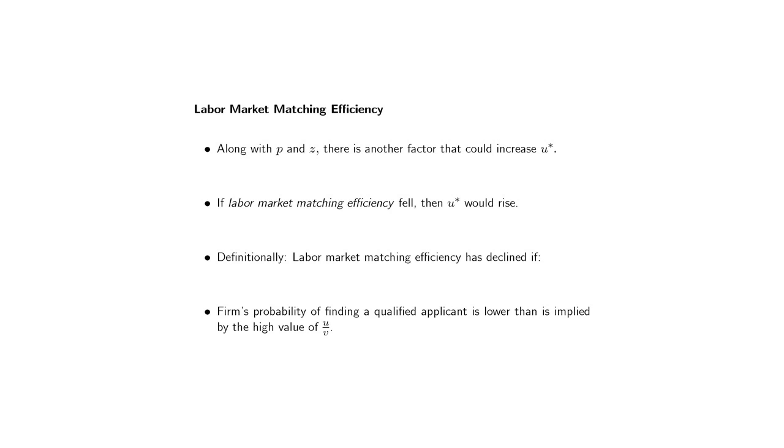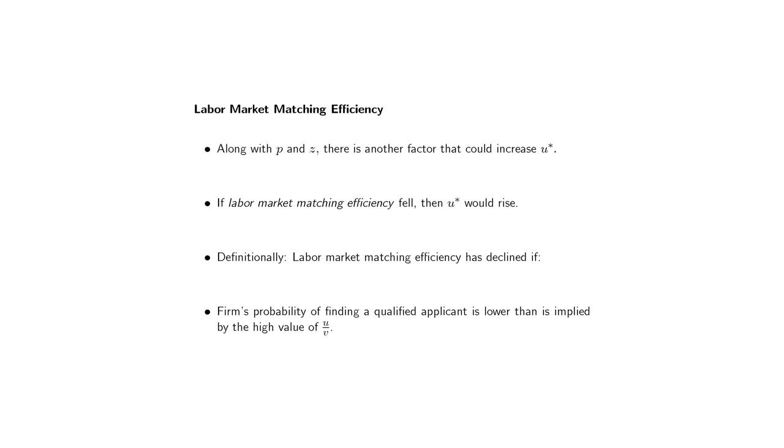What this means is that the firm's probability of finding a qualified applicant is actually lower than would be implied by the high value of unemployment that we see out there in the data. So there's a lot of unemployed relative to the number of job openings. It's gone up by 2.5 times. We know that. And that means the probability of finding a qualified applicant should go up. But it seems when you look at the data that that has not gone up by as much as you would think, given how much the vacancy rate has increased.